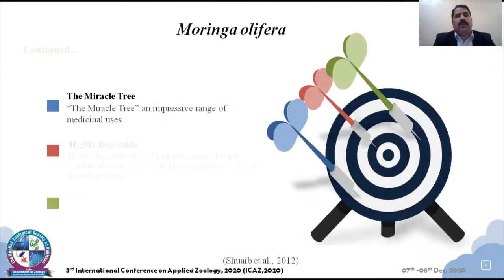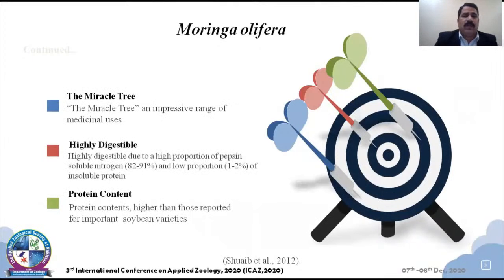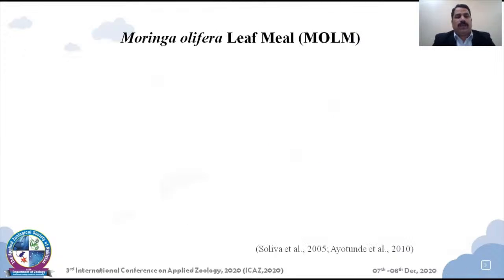First of all, we talk about Moringa oleifera. As we know, Moringa oleifera is basically known as the miracle tree, which has an impressive range of medicinal uses. It has highly digestible protein, like 80 to 91%, whereas the undigestible protein ratio is 1 to 2% of the total. The protein content is reported to be higher than in soybean varieties.